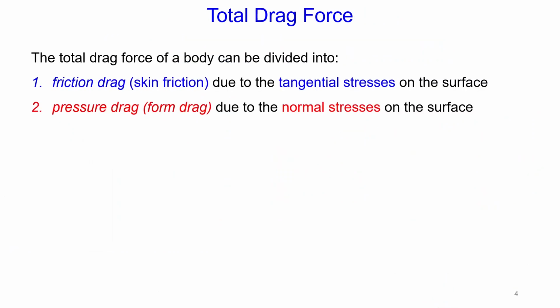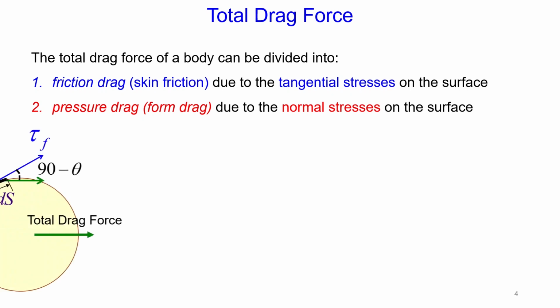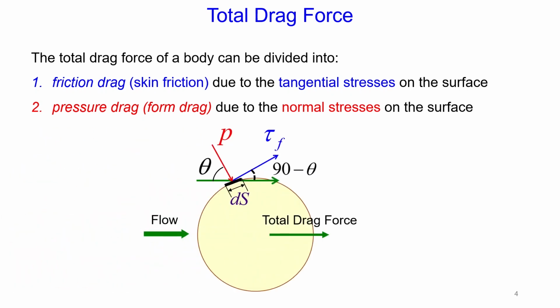So the total drag force for a cylindrical element or cylindrical structure or a tower consists of two components. First of all, it's friction drag, and also it's pressure drag. Friction drag is also defined as skin friction, and pressure drag is sometimes also defined as form drag. Friction drag is due to tangential stresses on the surface, and pressure drag is due to normal stresses on the surface.